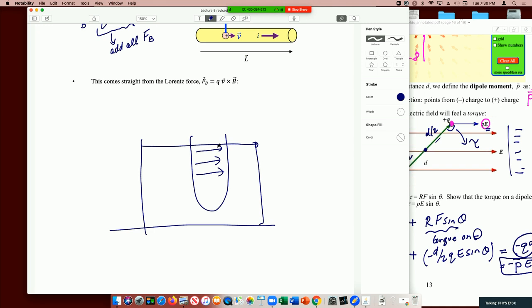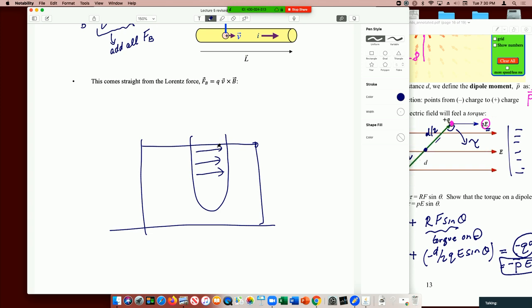So I've got current going through, and it's in a strong magnetic field. You would expect the force to be pointing down, right? So it should get pulled down. And if I change the direction of the current, you would expect it to go up, for the same reason.